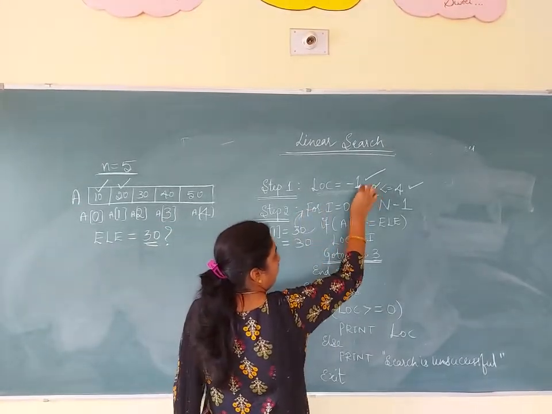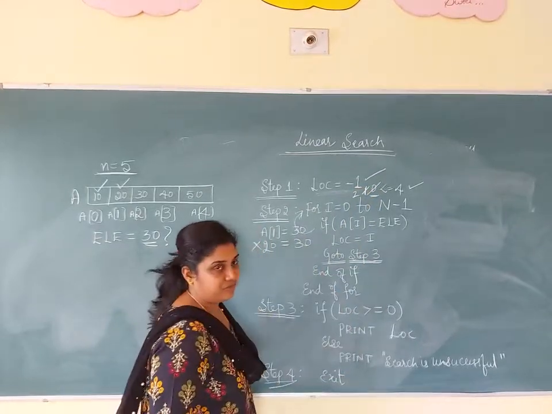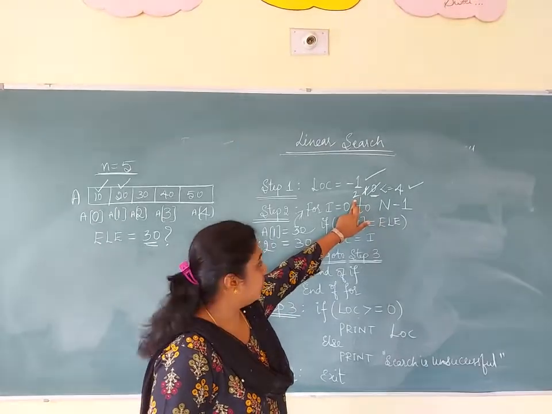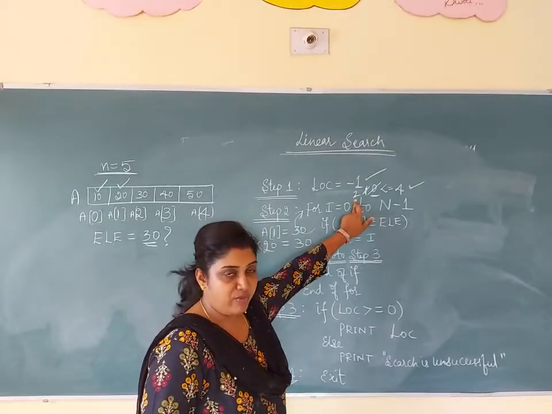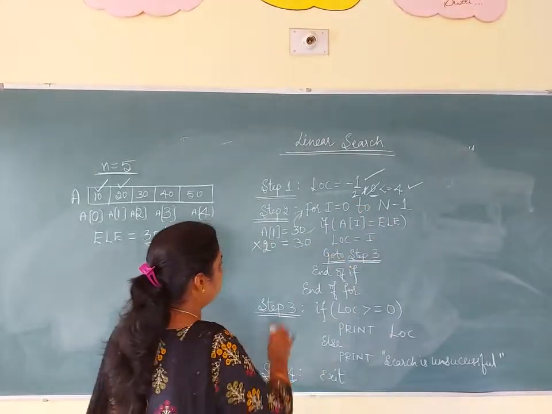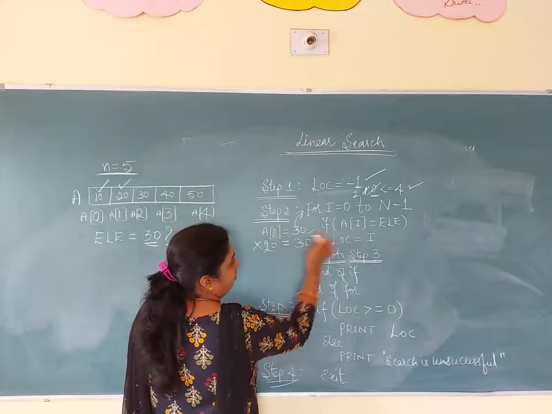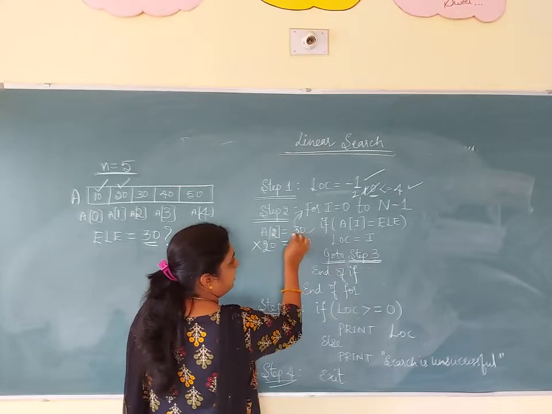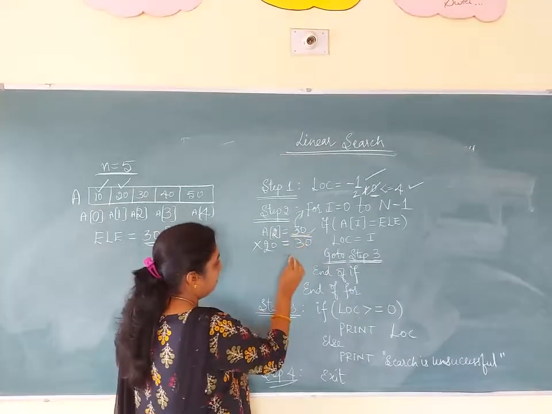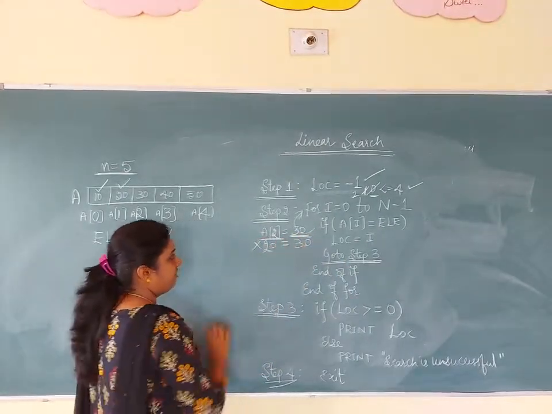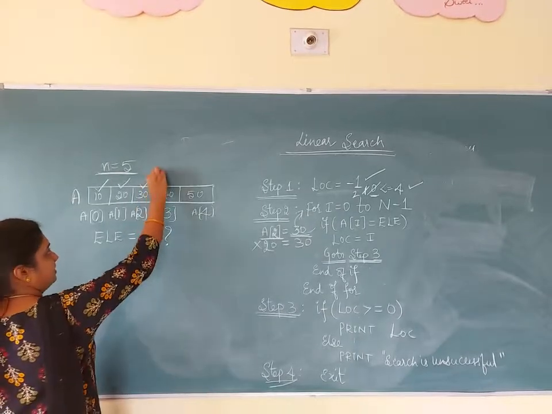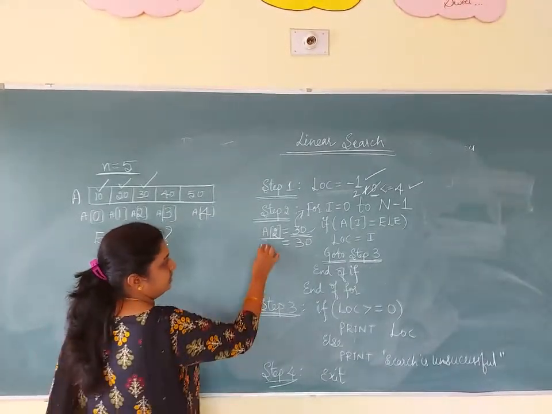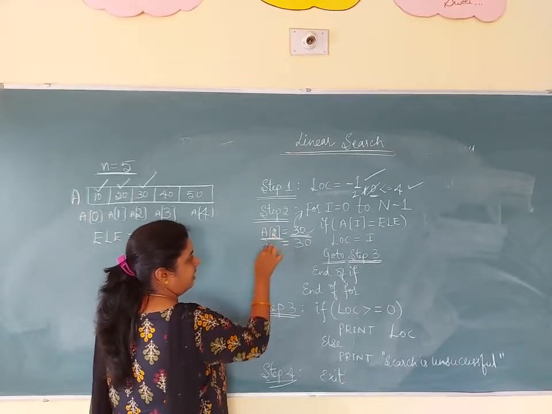Now 1 will be incremented to 2. Now, what is my i value? My i value is 2. So A of i, that is 2, is equal to which element I want to search? That is 30 only. Now, in A of 2, which element am I having? 30. In A of 2, I am having element 30.